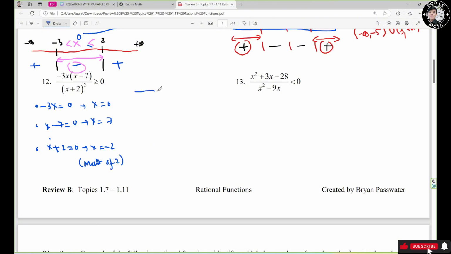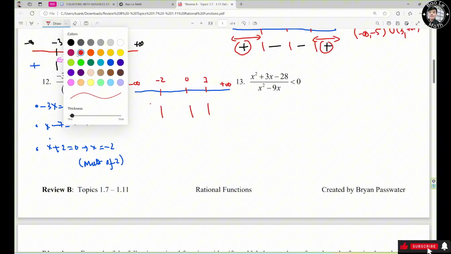So we're going to put these on the number line. The left hand side is always negative infinity, and the right hand side is always positive infinity. We have 3 zeros: 0, 7, and negative 2. So negative 2 goes first, then 0 right here, and 7 right here. So I put the lines right here.